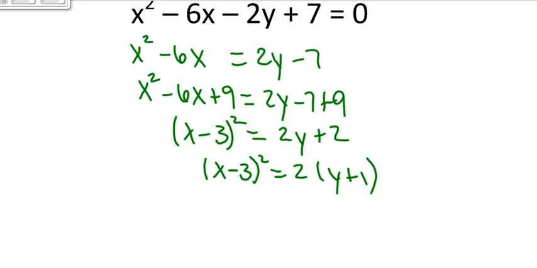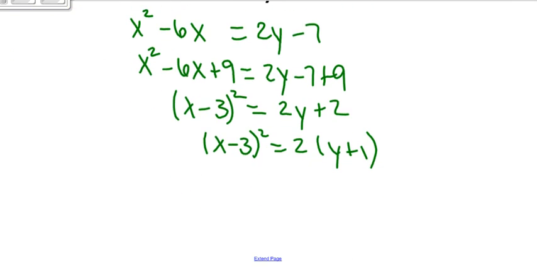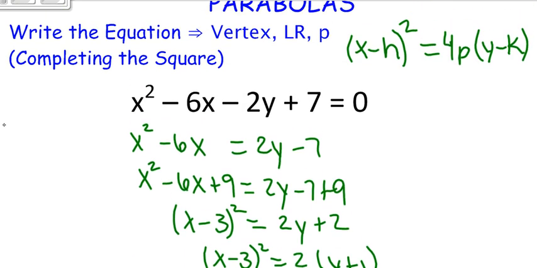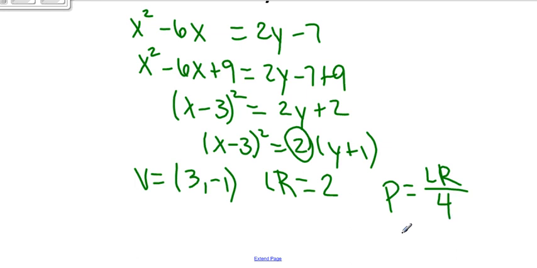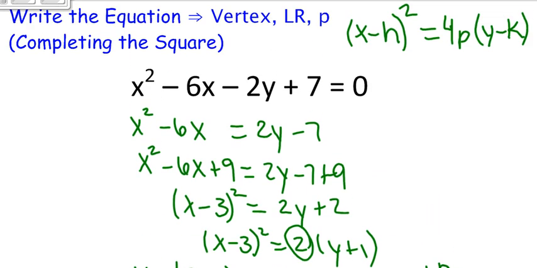Okay, and if we're finding our pieces, we're looking for the vertex, which is going to be 3, negative 1. And then we're going to find the latus rectum, which is that number right next to the parentheses. And then we're going to find our p. And we get our p by taking our latus rectum and dividing it by 4. So our p is going to be 2 divided by 4, or 1/2.